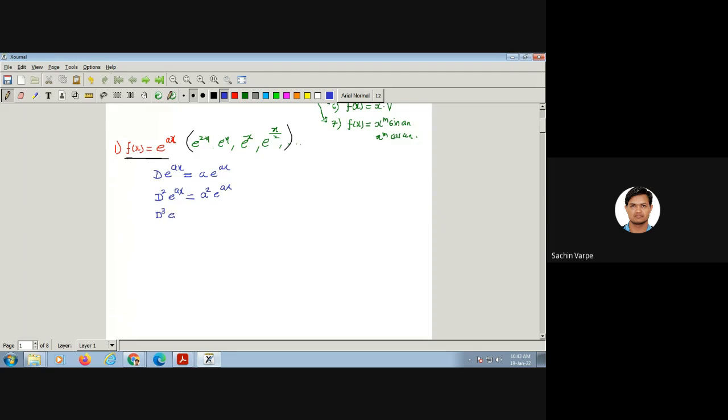D cube e to the power ax will be equal to a cube e to the power ax. So if you observe this, can we have in general the relation between these two? That is, we can write that d raised to n e to the power ax is a raised to n e raised to ax, isn't it? Or if I apply 1 plus d onto e to the power ax, what will it be?